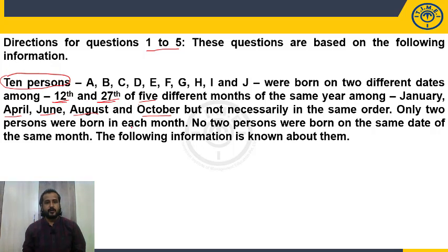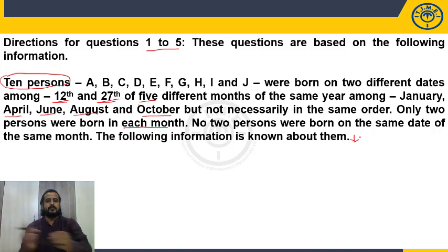Only 2 persons were born in each month. So in the month of January, only 2 persons, April 2 persons, June 2 persons, August 2 persons, October 2 persons. No 2 persons were born on the same date of the same month. It means if someone was born on January 12th, no one else will be born on January 12th. So the other person in that month must be on January 27th. The following information is known about them. So followed by this, we have given some clues.